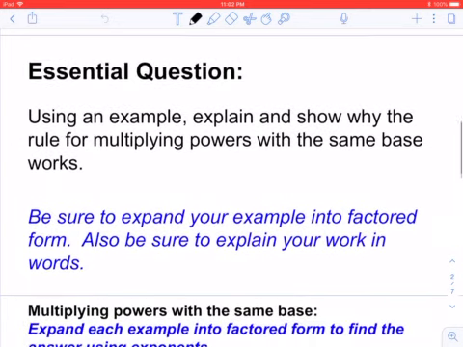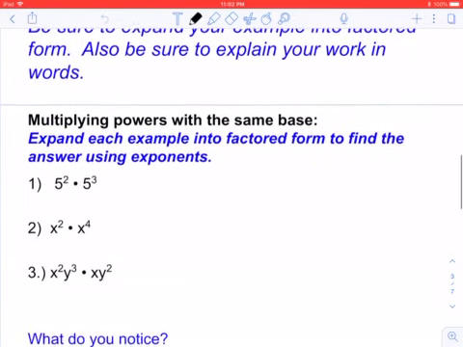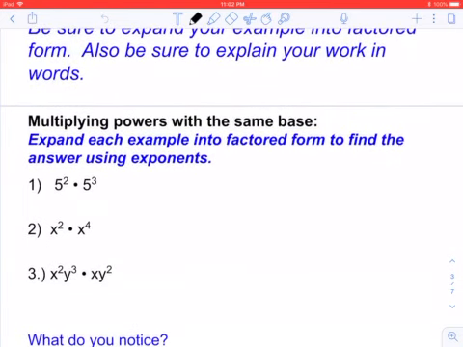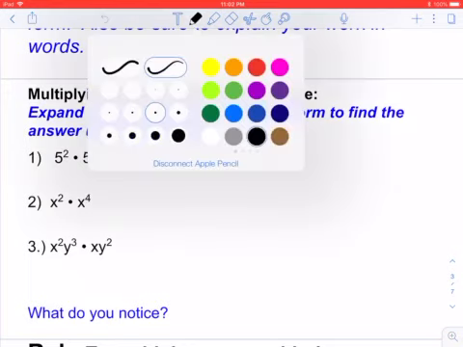Okay, here we go. Multiplying powers with the same base. So we're going to start by taking each of these examples and we're going to expand them into factored form to find the answer using exponents. Don't bother writing anything that's in blue. That's really just for you to think about but not have to write about. All right, so let's look at this first one right here. Okay, looks like I'm good to go.